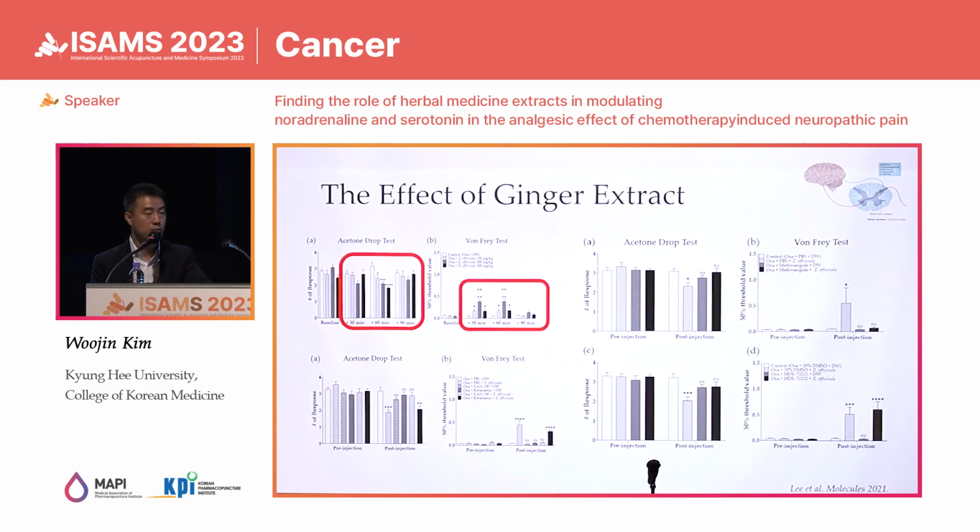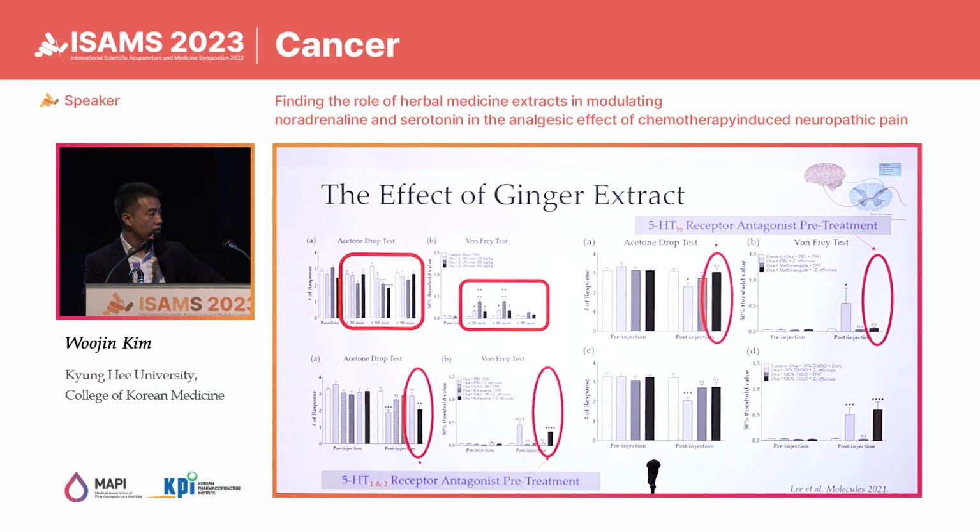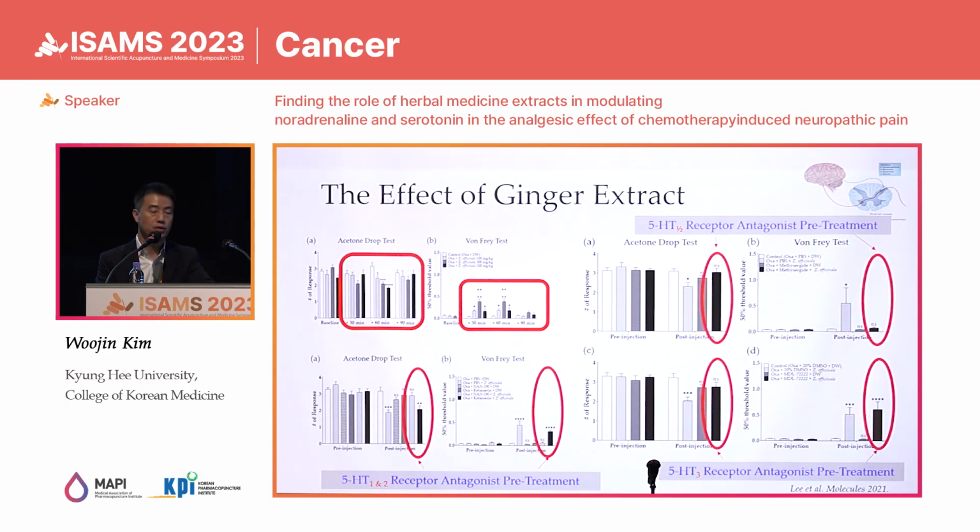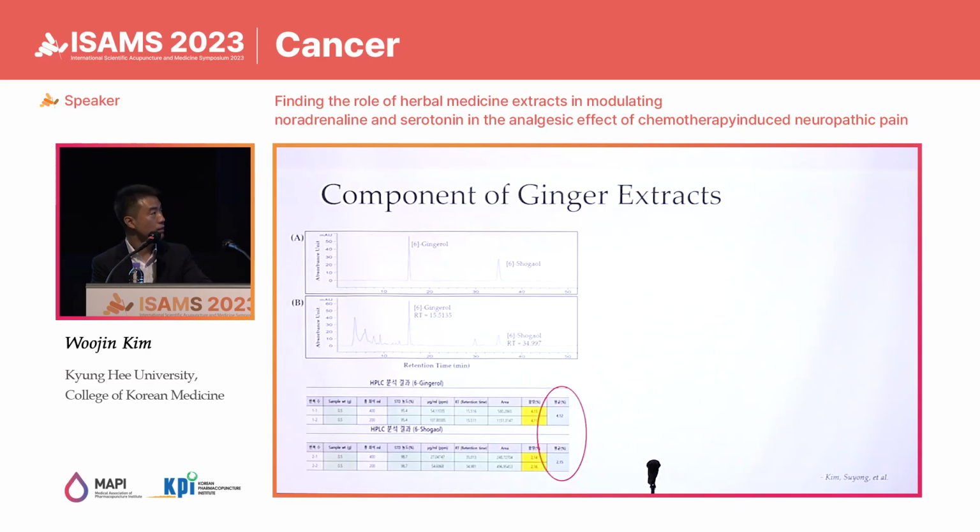We moved to the spinal cord, and we did a pre-treatment of serotonin receptor antagonists. First of all, we used 1 and 2 receptor antagonists, and we see that the effect of ginger was blocked, showing that ginger acts through serotonin receptors. I moved further on and saw that serotonin receptor 1, but not 2, is affected by ginger. So ginger acts through the serotonin 1 receptor, but not the 2 receptor, and also 3. So 1 and 3 receptors are important in the effect of ginger.